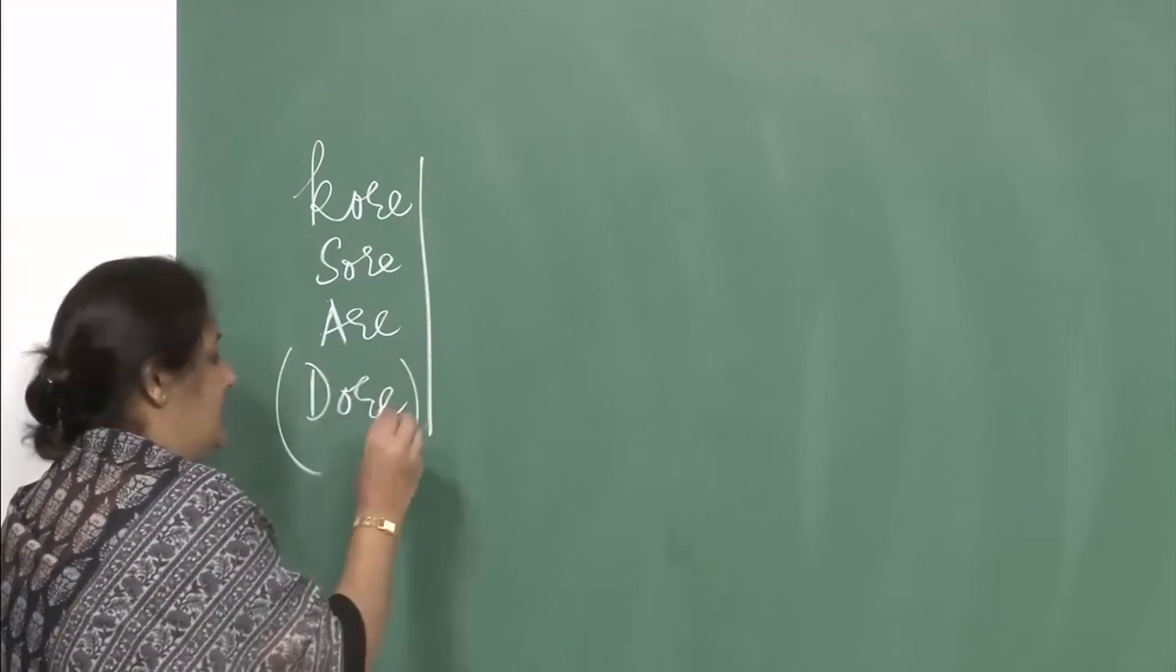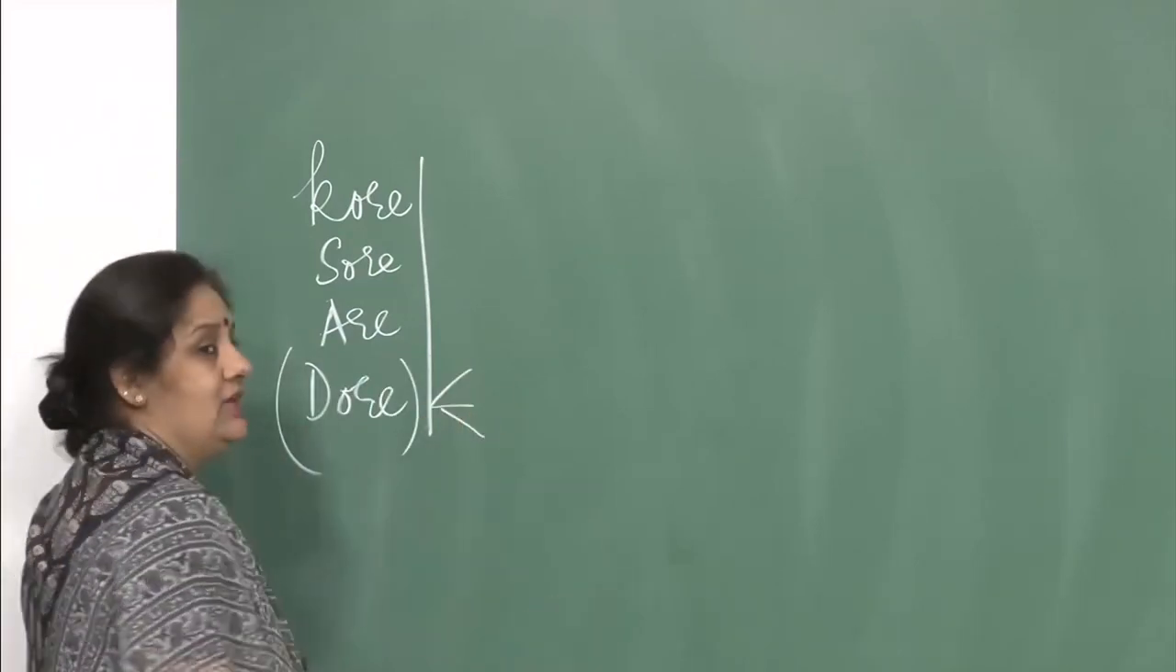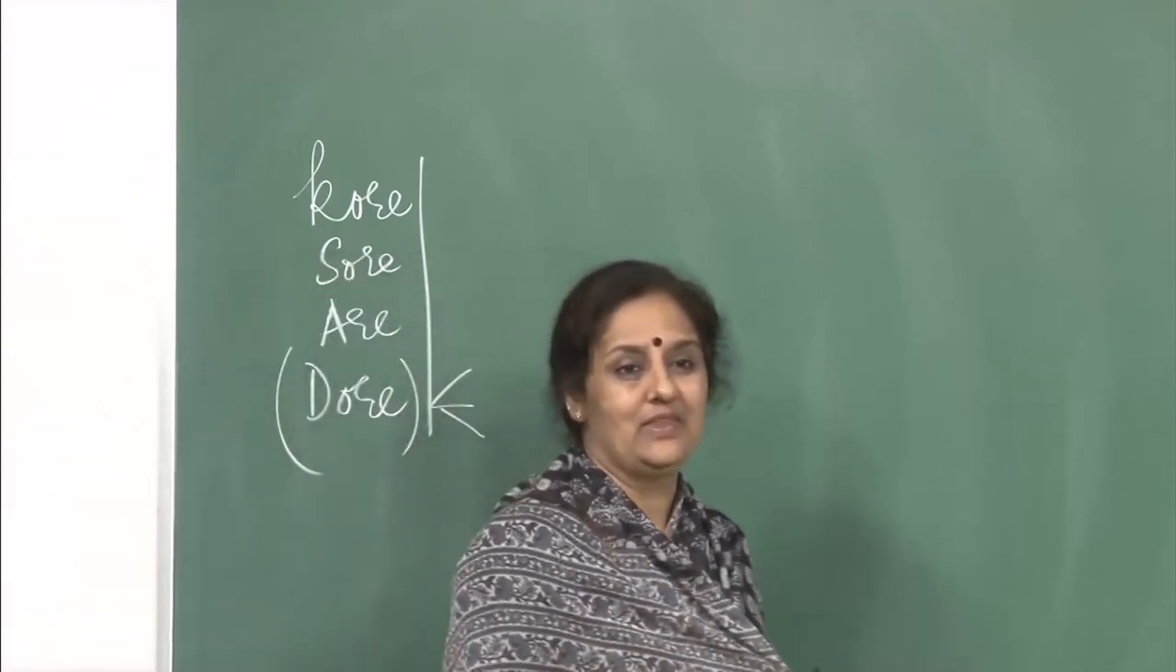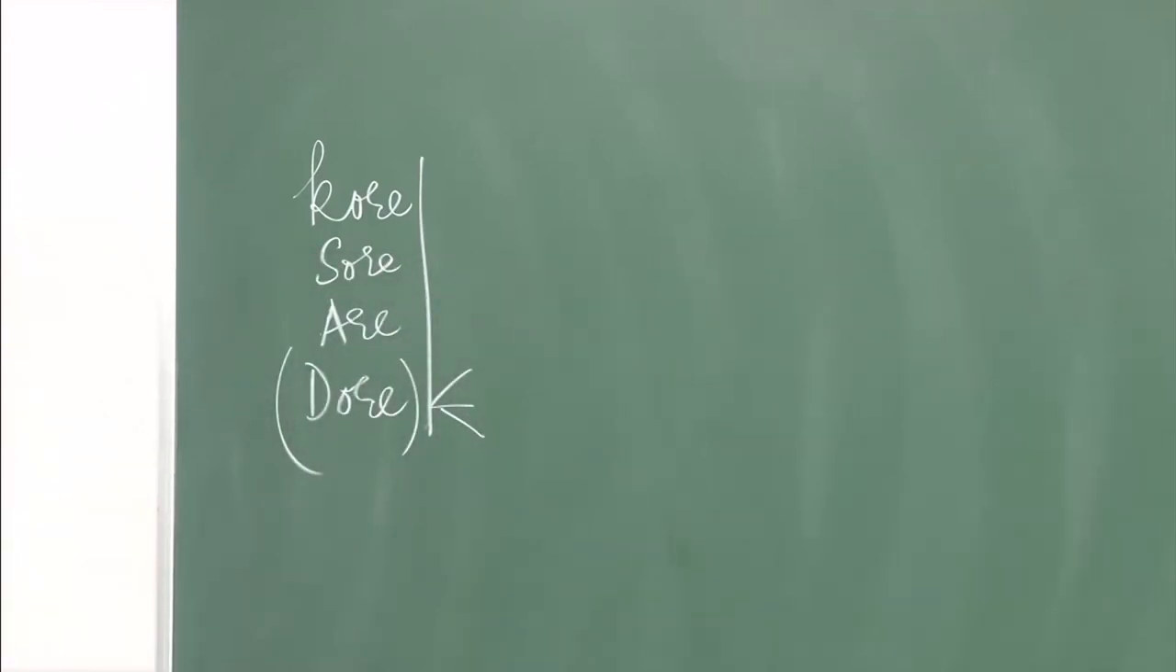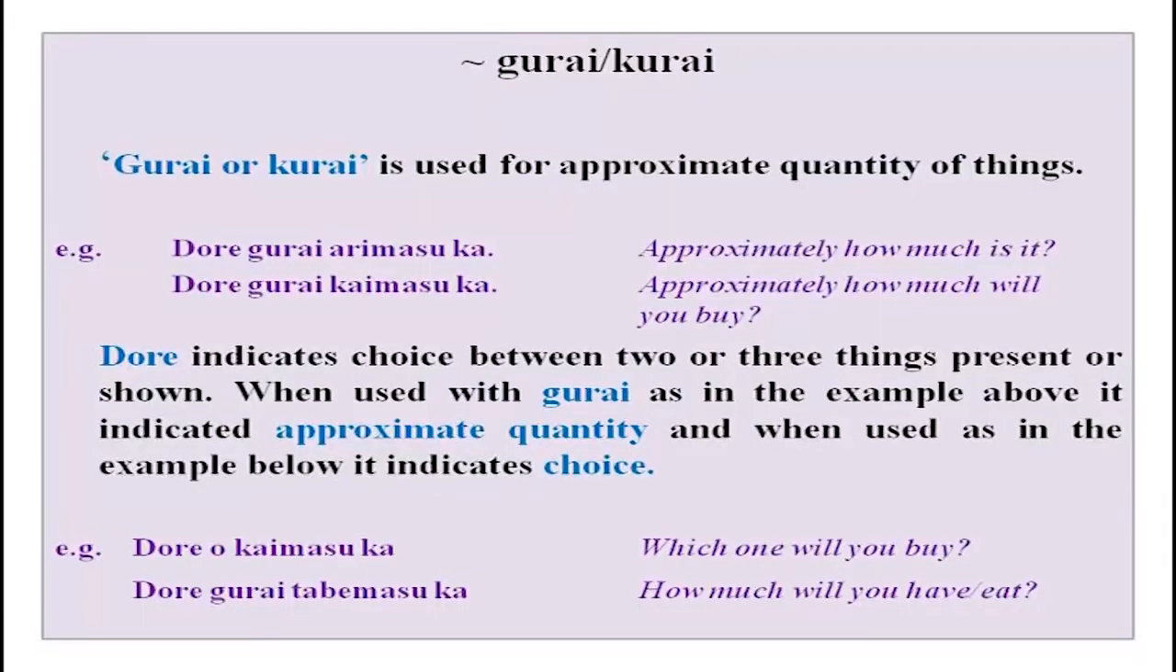So, well, over here you know dore is a choice between two things or maximum three things. So, when you add dore to gurai, then what happens? It shows quantity. When you say dore gurai, then it means quantity of things. For example, over here you have it written, dore gurai arimasu ka? Approximately how much it is. Dore gurai kaimasu ka? Approximately how much will you buy.